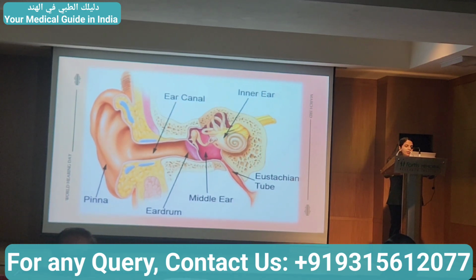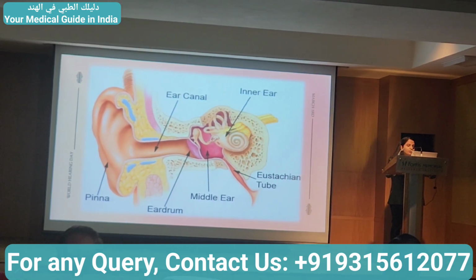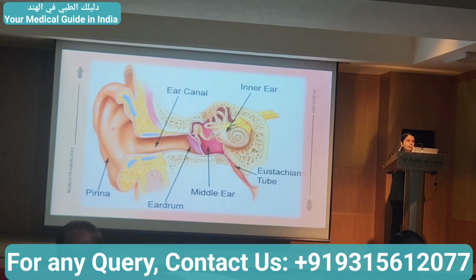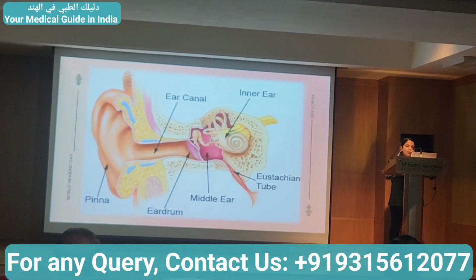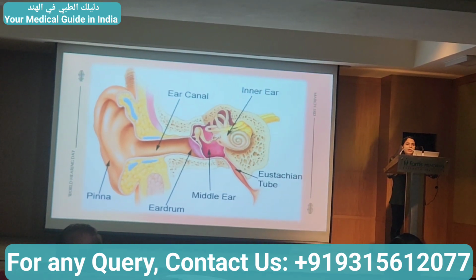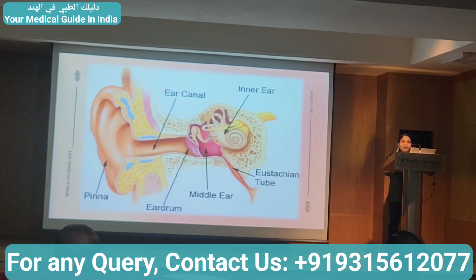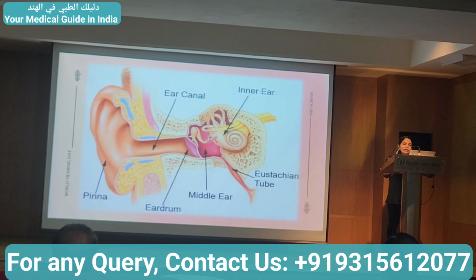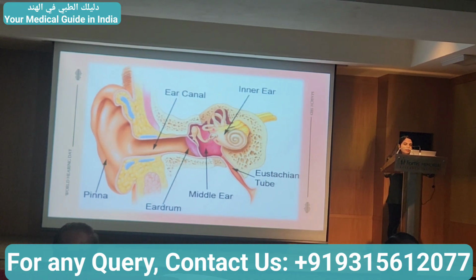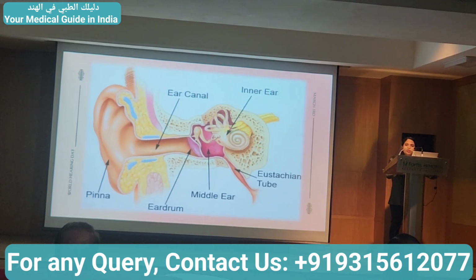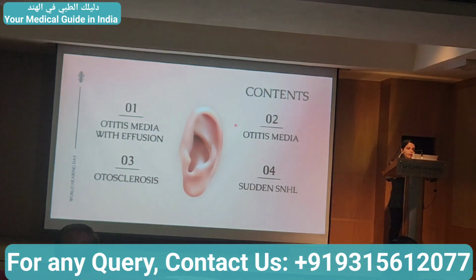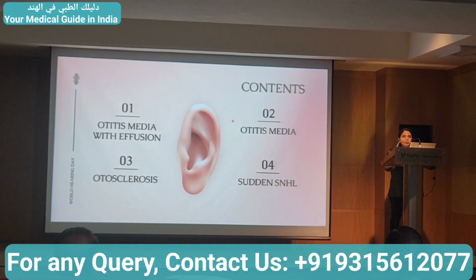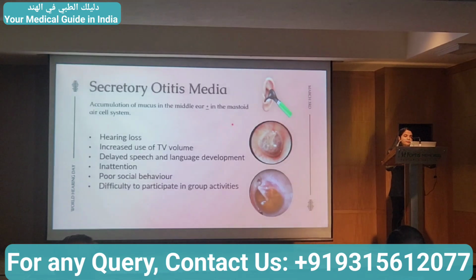The ear is actually divided into the external ear, which consists of the ear pinna, the external auditory canal, and the outer part of the eardrum. The middle ear consists of the inner part of the eardrum, the ear ossicles, till the round window. And the inner ear consists of the semicircular canals, vestibule, cochlea, and the origin of the auditory nerve. So today we'll be discussing these conditions.